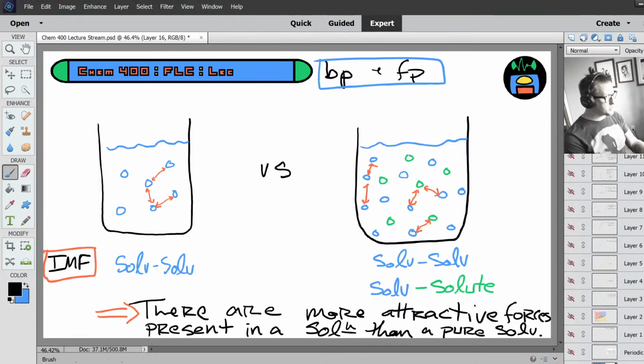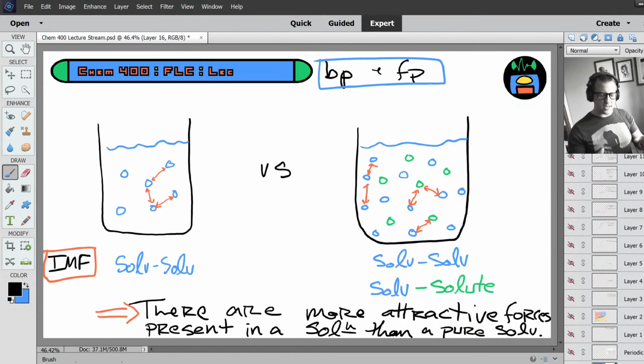Emma, can a solute and solute...? Yes. Okay, Emma, great question. Emma just asked, can solute molecules have attraction? And the answer is yes, absolutely they can.